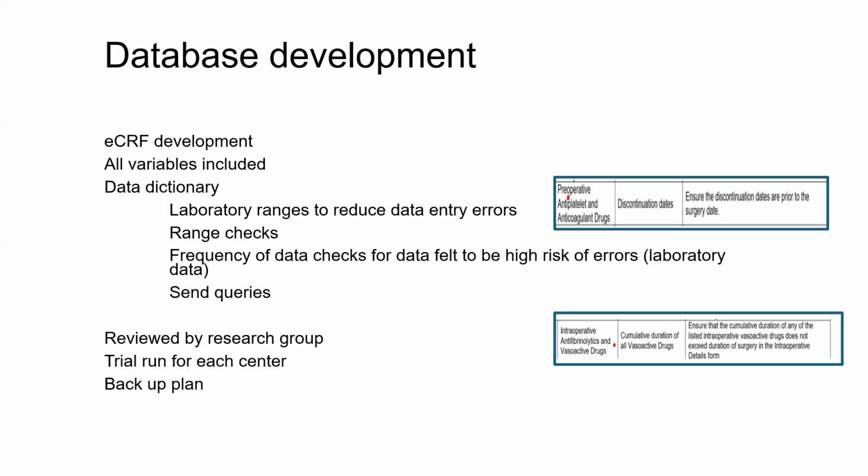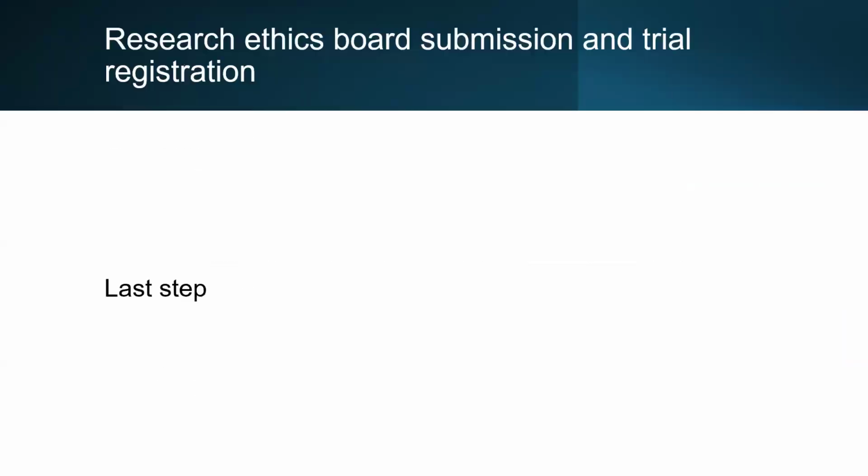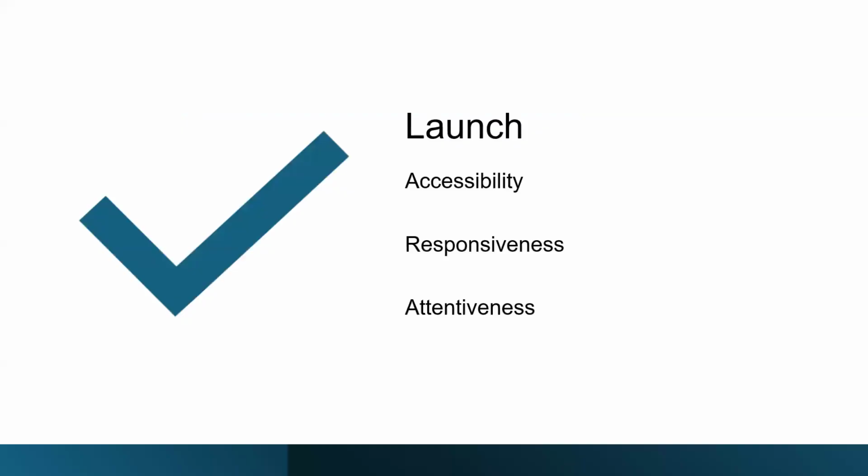Lastly, there are downtimes. And so a backup plan should be put in place in case there's a downtime, particularly if an electronic case report form is being used for randomization. So the last step being research ethics board submission and trial registration. And again, so that you don't have to go back to the REB and make changes several times, it's really one submission at the end. They're going to come back with suggestions as well for changes.